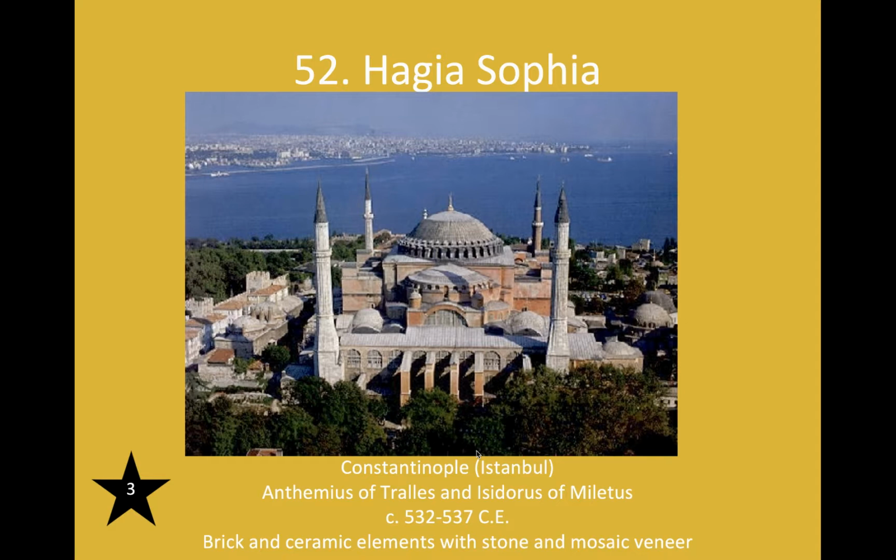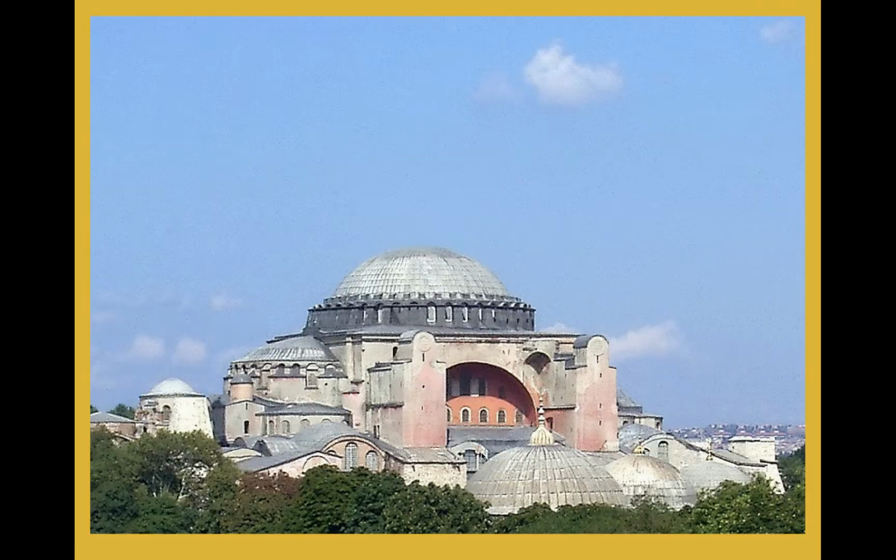This is in Constantinople, which is now called Istanbul. It is that city that sits half in Europe and the other half in Asia. Hagia Sophia means holy wisdom, so this is the Church of Holy Wisdom. And we're looking at bricks and ceramics with stones and mosaics. So this is what Hagia Sophia would have looked like when it was constructed.